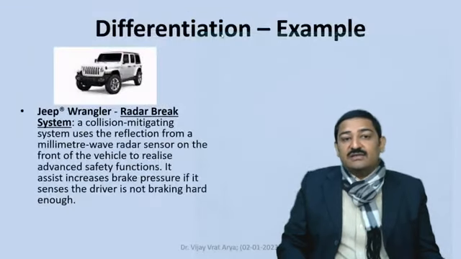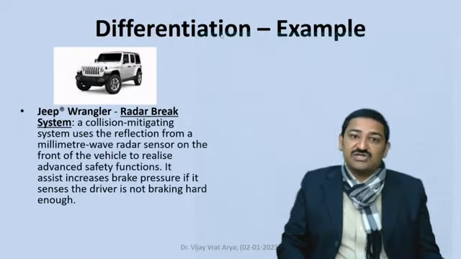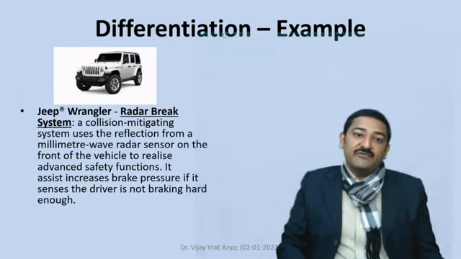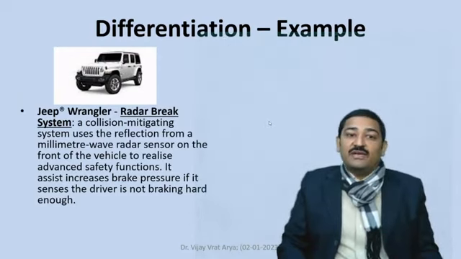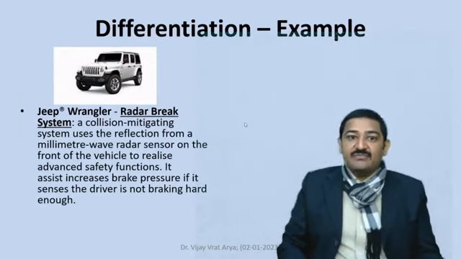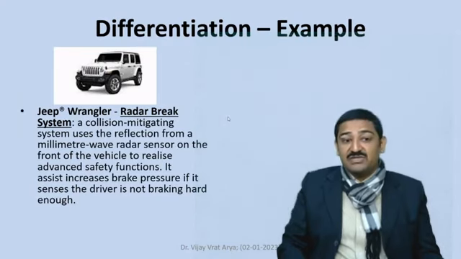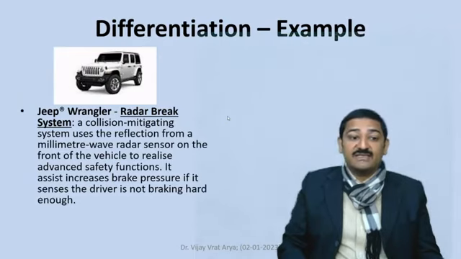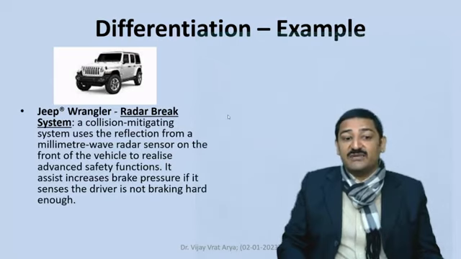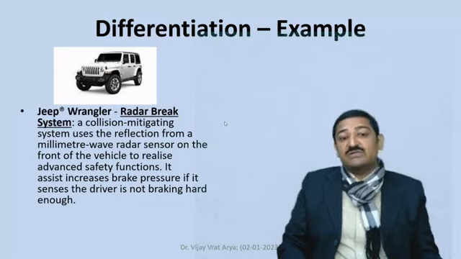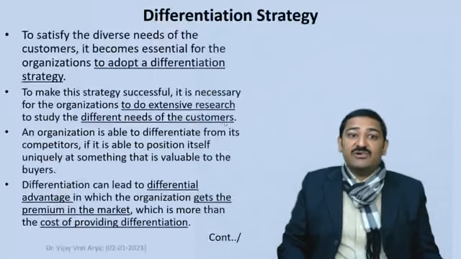If we refer to another significant aspect, differentiation strategy, then within the automobile sector, or a specific segment within that, as an example of a safety measure or the braking system, the differentiation case is that of Jeep, where the Wrangler model refers to a radar brake system, which is a collision mitigation system. It uses the reflection from a millimeter wave radar sensor on the front of the vehicle to realize advanced safety functions. It increases brake pressure if it senses the driver is not braking hard enough, and ultimately it helps in reducing the possibility of any accident. So it could be a good example of differentiation.